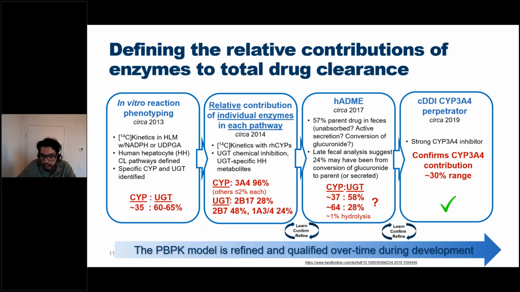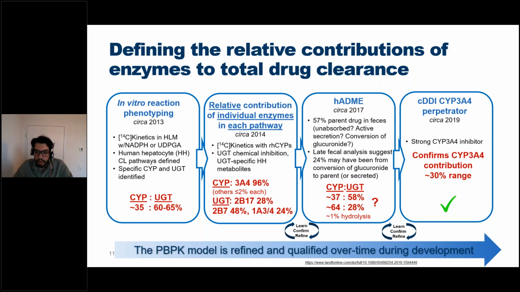And then only in 2017, when we had the results of a human ADME study, this gave us a little bit of complexity in explaining and determining the elimination pathways. This was because 57% of the parent drug was found in the feces, and this could have come either from unabsorbed material or from active secretion or back conversion of the glucuronide to the parent.